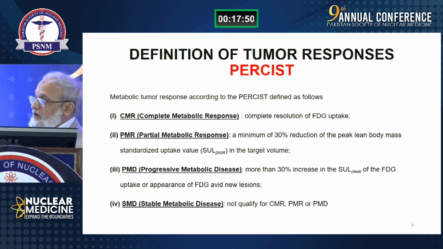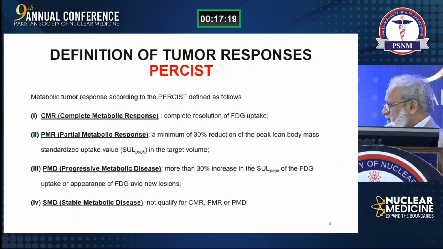Here we are talking about PET criteria, which is metabolic response in case of FDG uptake: complete metabolic response, partial metabolic response, progressive disease, or stable. So in our oncology setups, they need the help from our colleagues in nuclear medicine, if they can give us the idea whether the patient is responding to the treatment or not.